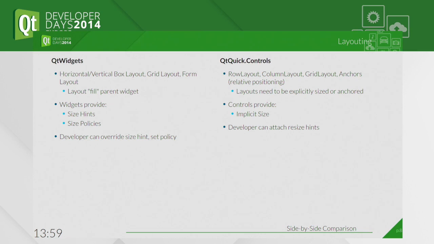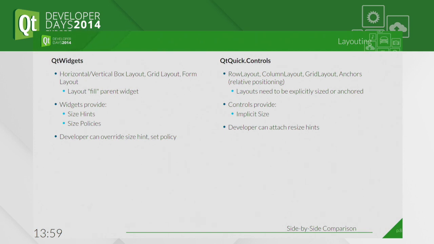So we have a couple of layouts here, like the row layout, that would be like the horizontal box layout, the column layout, a vertical arranging. You have the grid. You can also position things into any cell you want. You can specify column span, row span, and so on. There is currently no equivalent to the form layout.